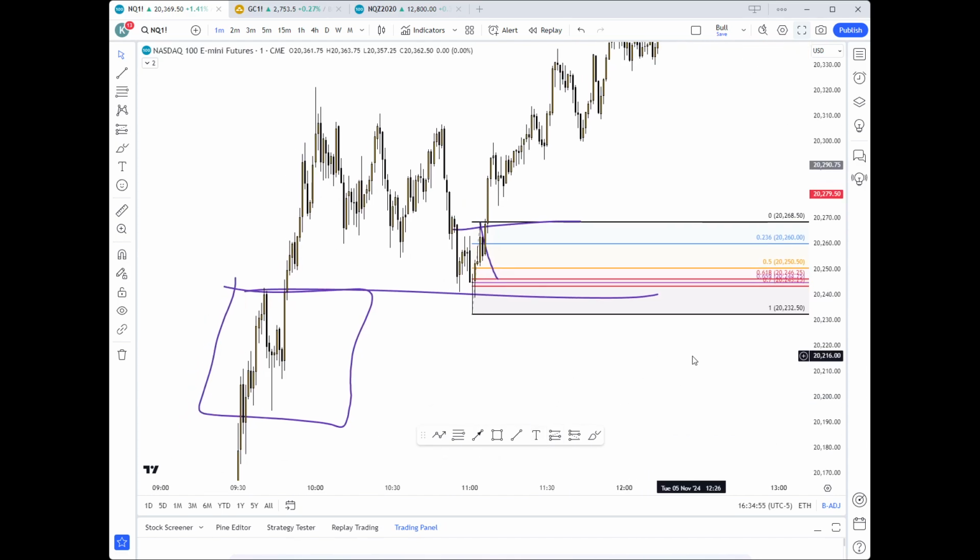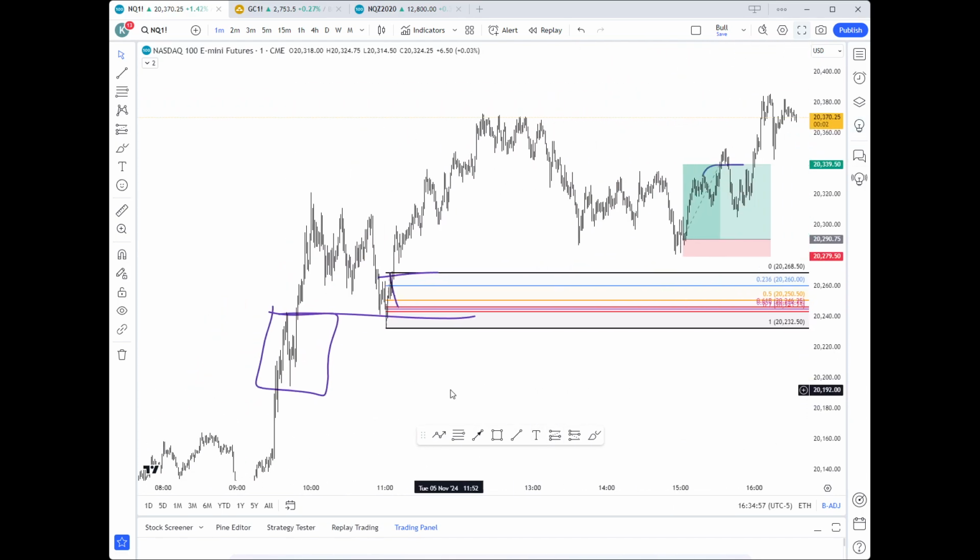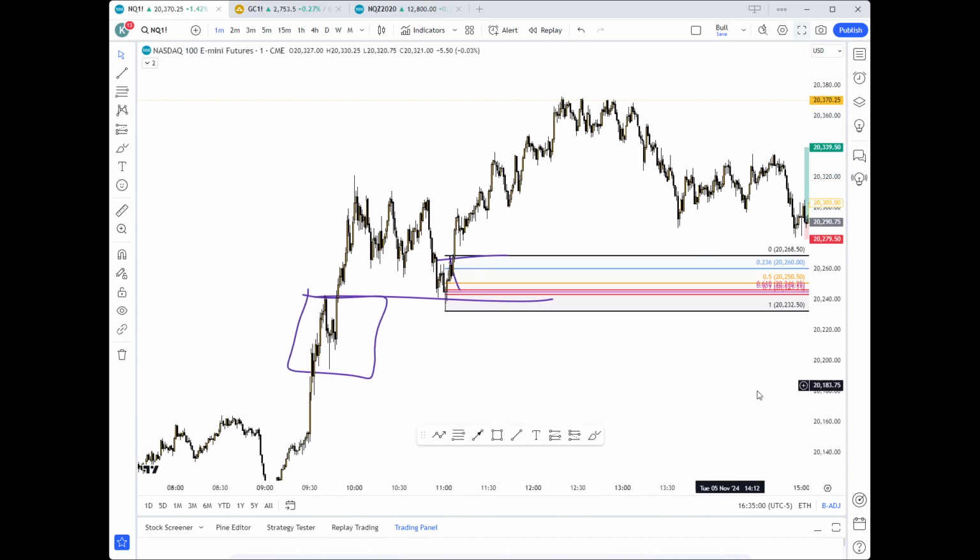Stupid spots around OTEs. Lower time frame ones or higher time frame ones? There was only two real ones that occurred today.